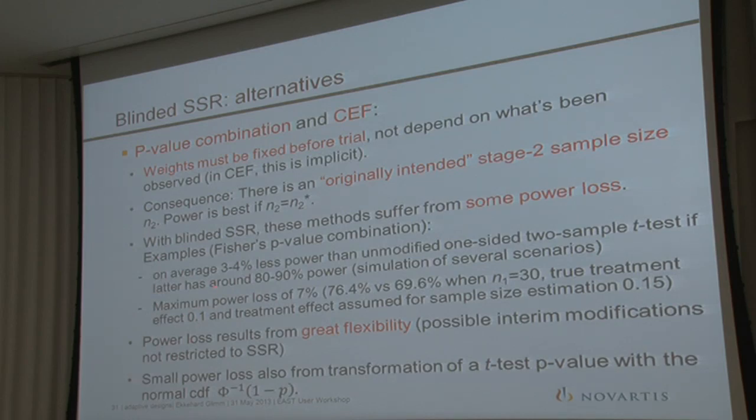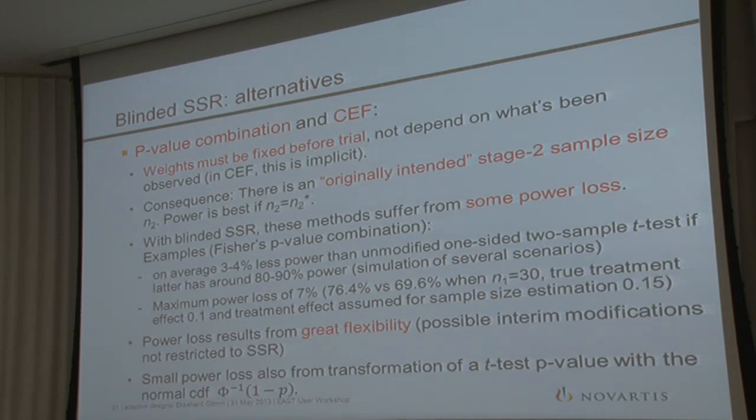But what you will see if you compare it with the unmodified t-test at the end, you lose something like, in many scenarios, like 3 to 4% of power. You might lose up to 7% of power in some scenarios that I have tried to work through by simulation. And in this case, I think it's fairly obvious.